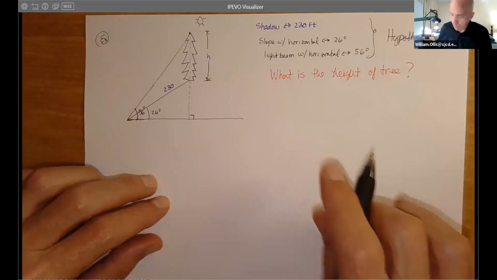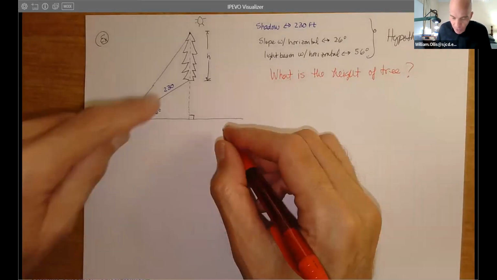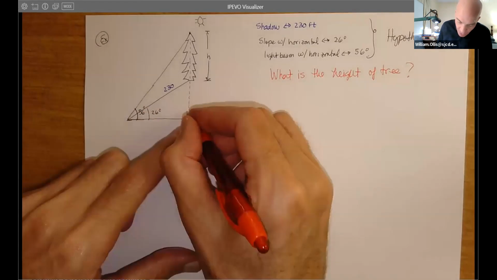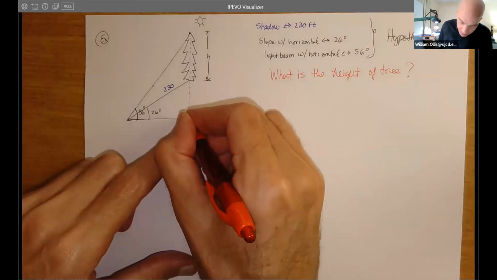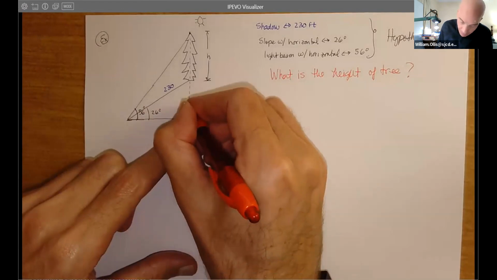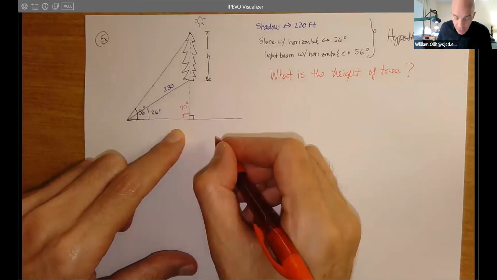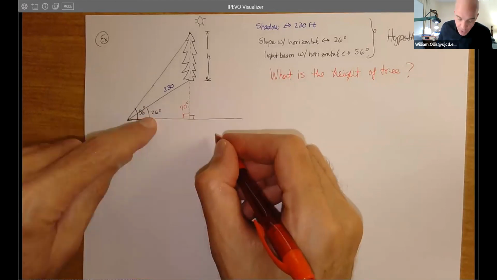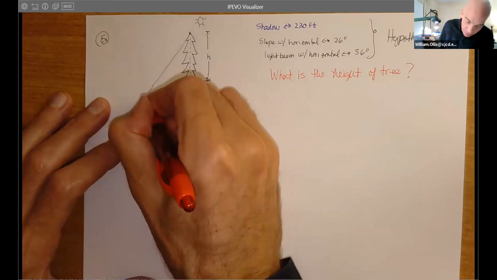So notice we've got this triangle here. Notice this is 90 degrees here. Let's just go ahead and write all this in. This is 90 degrees. That's a right angle. And then of course we've got 56 minus, excuse me, minus 26. That gives us 30 degrees here.